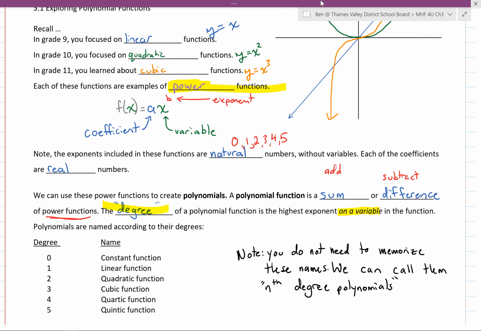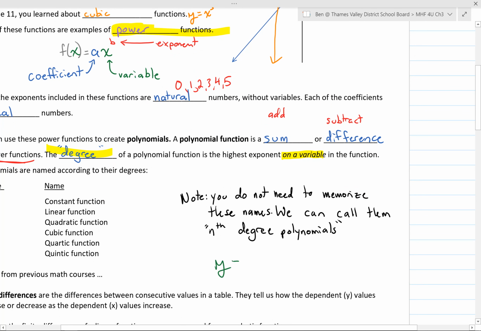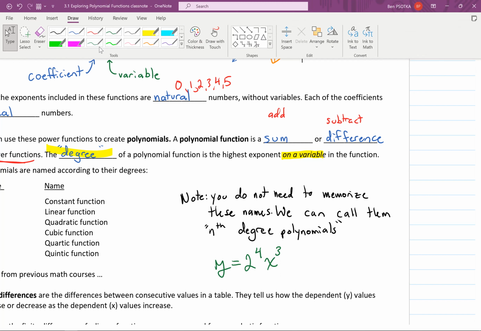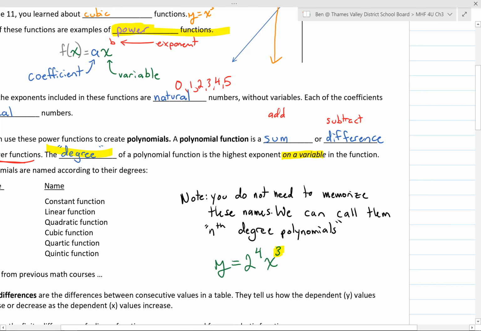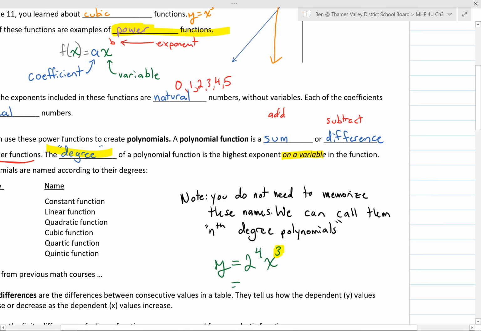We need to be careful there because let's say we have a polynomial y equals 3 to the power of 4 times x. And you know what, let's be a little bit nicer to us. 2 to the power of 4 times x to the power of 3. There are two exponents in here, but only one exponent has a variable in its base. So the 3 has a variable in its base. This is akin to writing 2 to the power of 4, that is 2 times 2 times 2 times 2, that's 16 times x cubed, right?